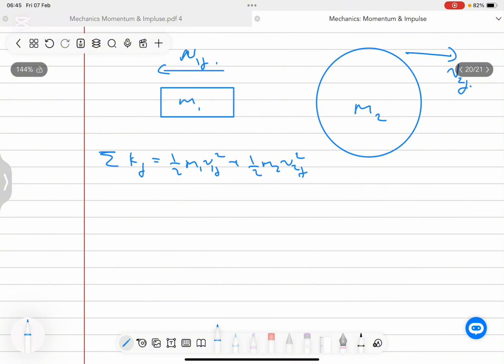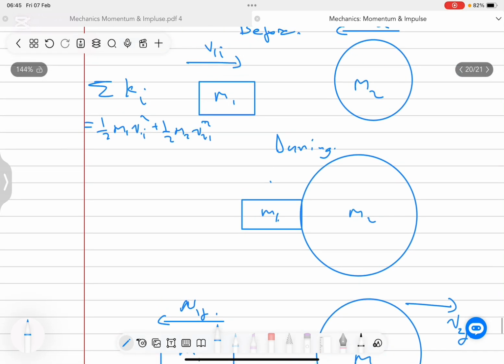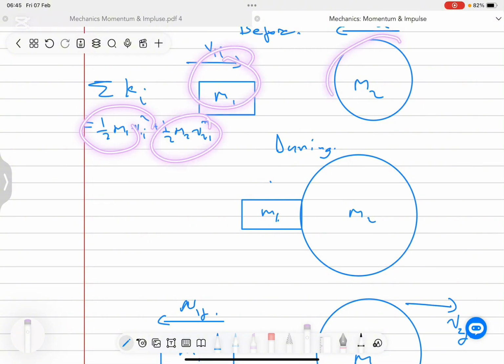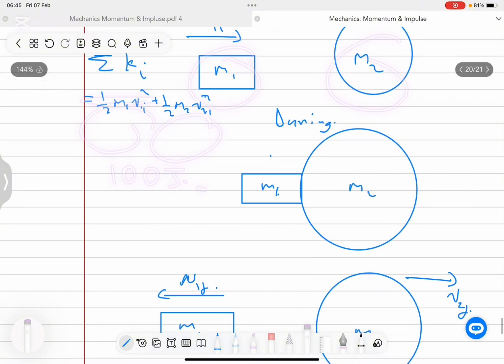So we're saying in this type of collision, the kinetic energy initial should never be equal to the kinetic energy final. They are not the same. Now, if I add the kinetic energy of the first object to the kinetic energy of the second object, it will give me the total kinetic energy of the system before collision. Let's say I get 100 joules, for example.